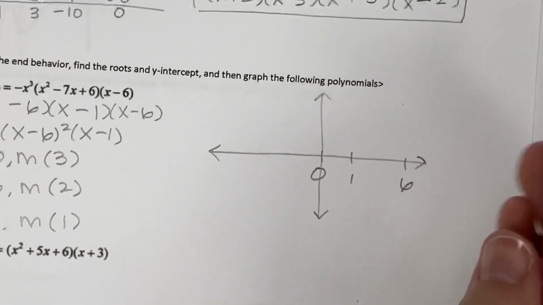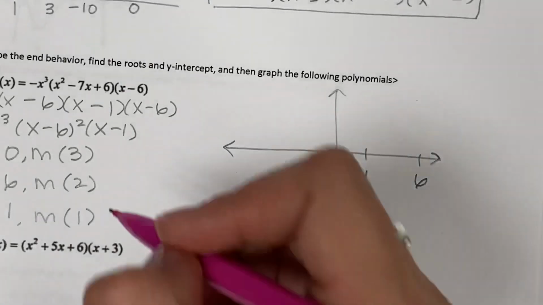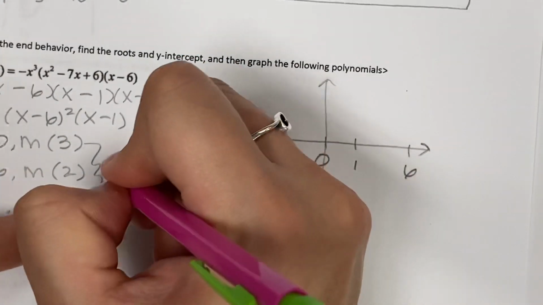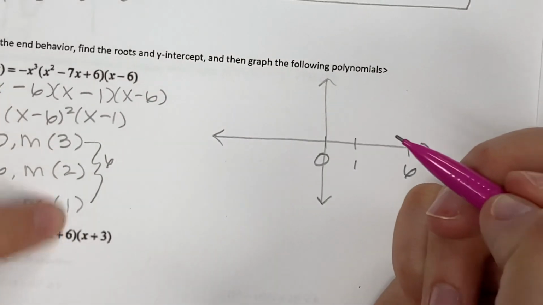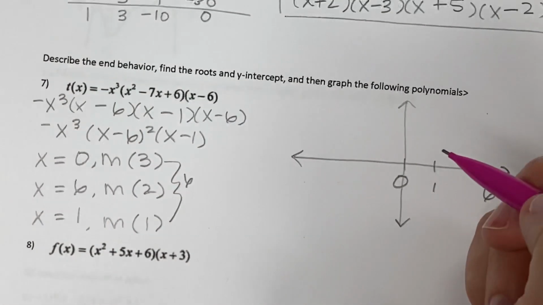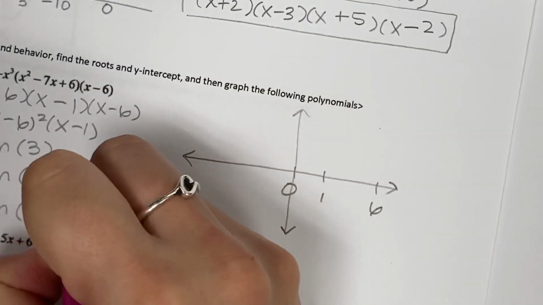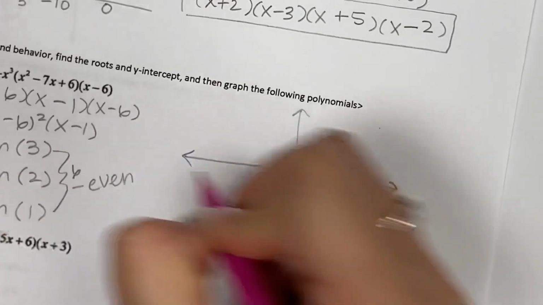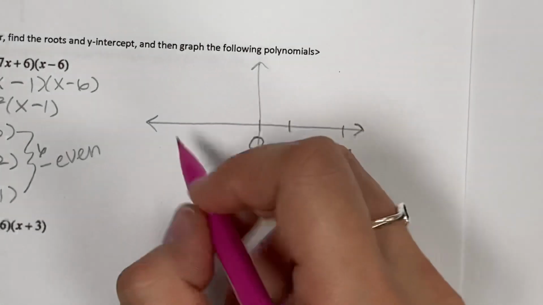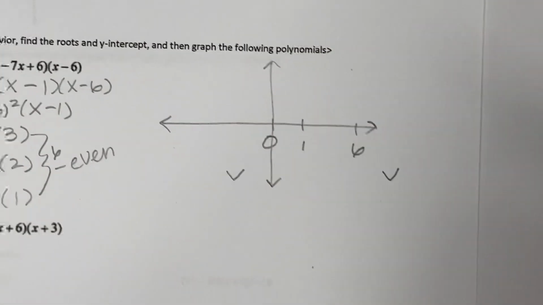And before I can graph, I have to figure out where my arrows go. So I have to figure out if this is a positive, negative, even, or odd. So I'm going to add up these multiplicities, 3 plus 2 plus 1, to get 6. 6 is an even number, so this will be an even graph. But it's going to be a negative even because I have a negative sign in the front. So I'll have a negative even. Going back to your notes, you know a negative even graph starts down and ends down.